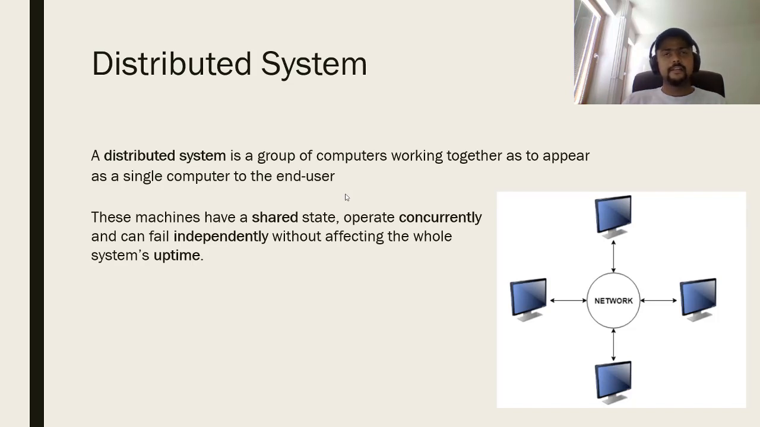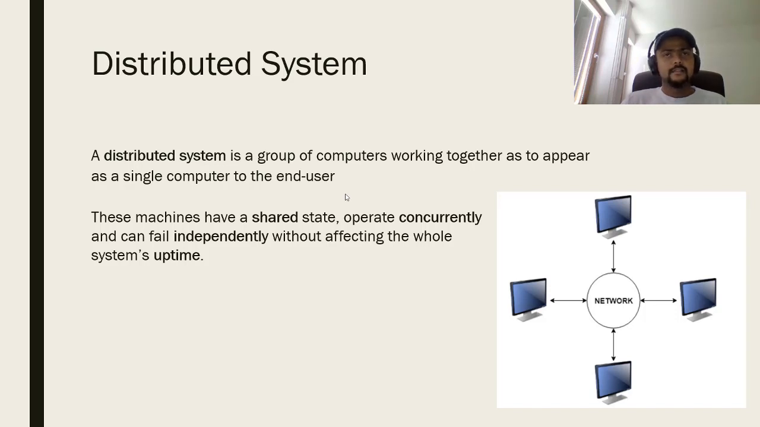First of all, let's understand what is a distributed system. If we look at the definition, a distributed system is a group of computers working together so as to appear as a single computer to the end user. To give you an example, when you go to google.com and you submit a query to search something, what do you think happens? Is it only a single computer which is responding to your request, or is it going to be multiple computers?